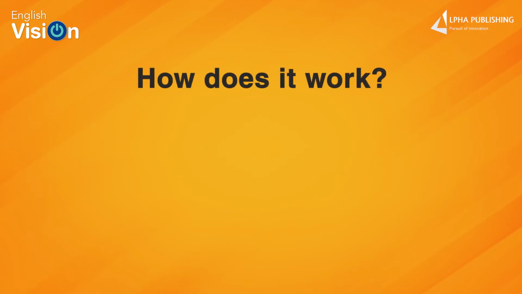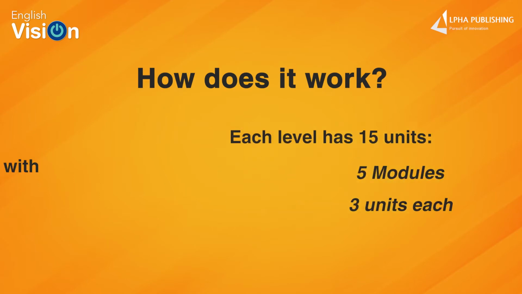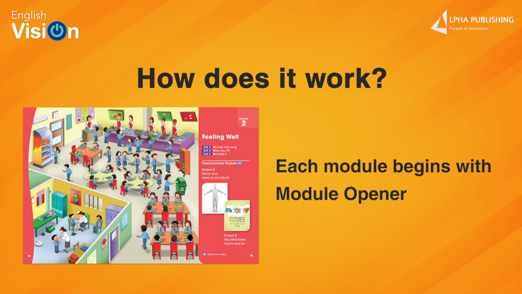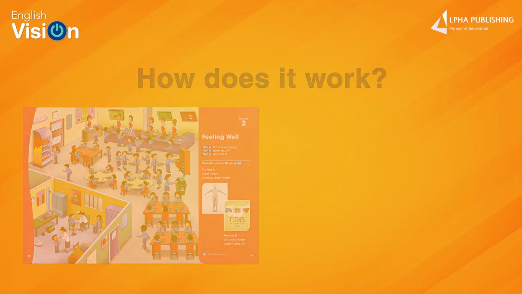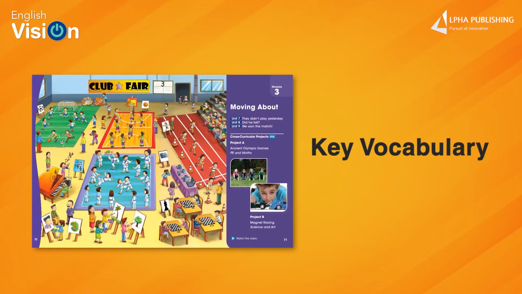So how does it work? Well, each level has 15 units which are split up into 5 modules of 3 units each. Each module begins with a module opener which outlines the topics of the units and provides information about the end of module cross-curricular projects. The topics and key vocabulary of the 3 units in each module are introduced in a fun detailed illustration which can be used for presentation, revision and recycling of the target language.